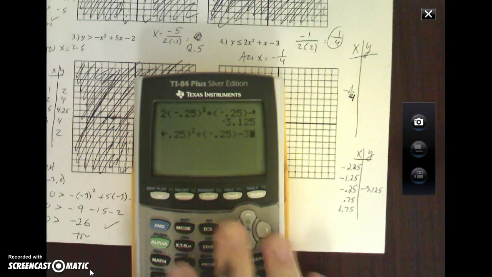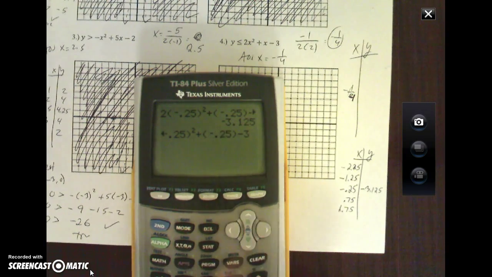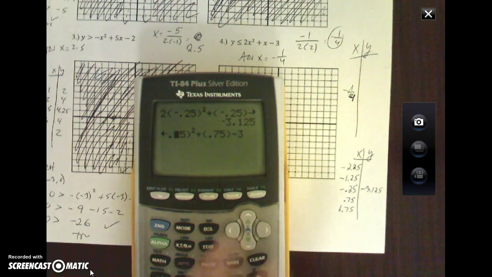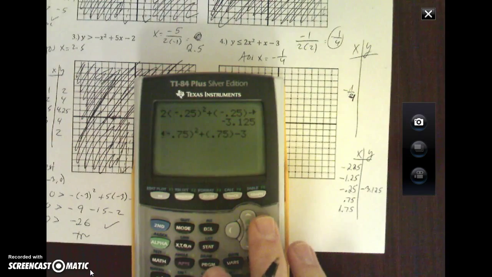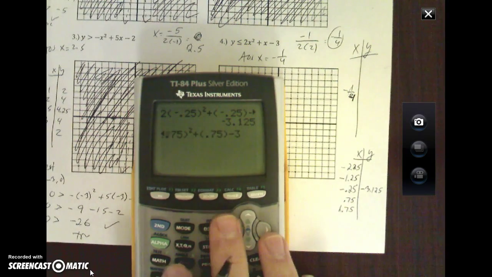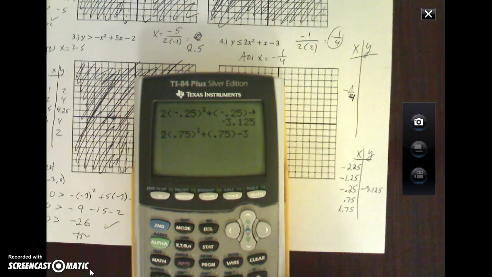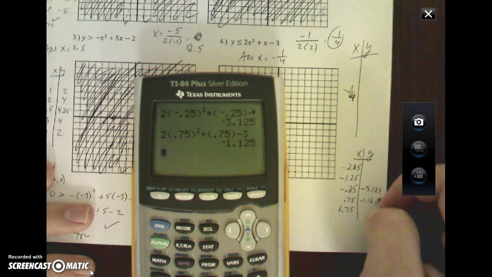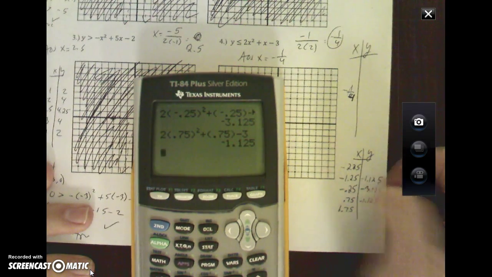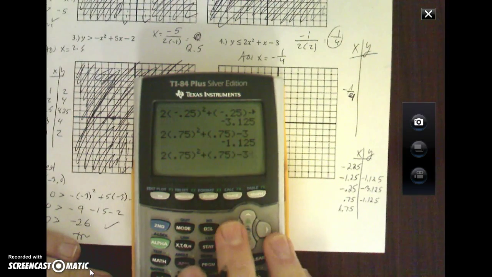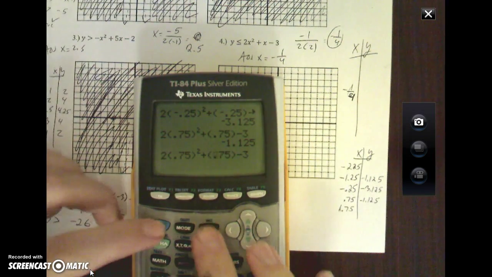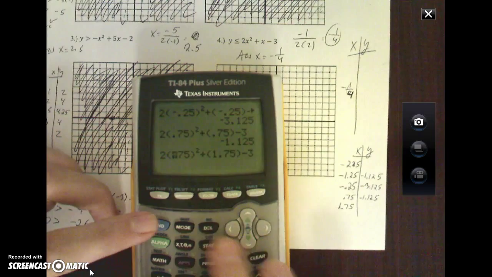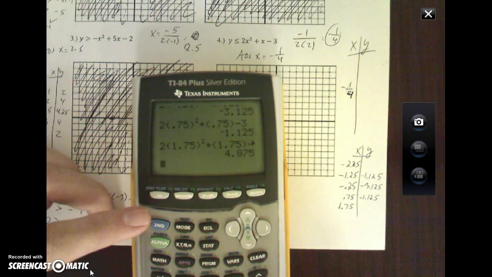Now I'm going to come back here. I'm going to change this to 0.75, ditch the negative sign, and then make this 0.75. Ditch that. It looks good. Okay. Negative 1.125. And then finally, just putting in 1.75. I have to insert this, so second delete, which is 1. It's your insert button. 4.875.